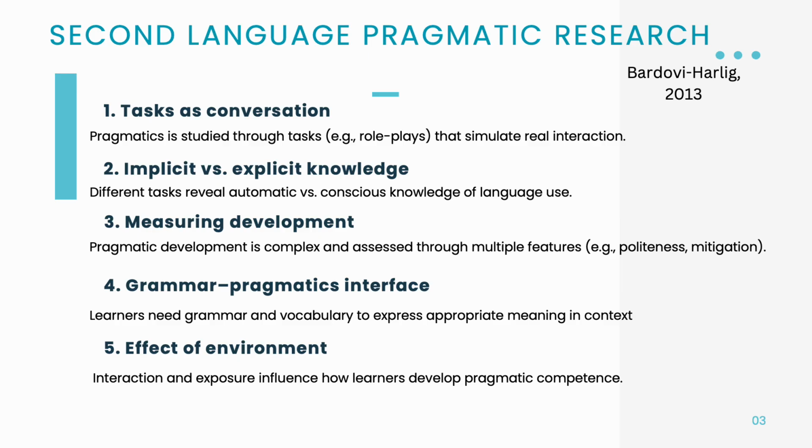This is the assessment of different aspects of pragmatics. And then she also talks about how grammar and pragmatics interfere. So she says that learners need grammar and vocabulary to express appropriate meaning and context. So somehow grammar, vocabulary, and meaning are all linked. And finally, she talks about the effect of environment. So interaction and exposure influence how learners develop pragmatic competence.